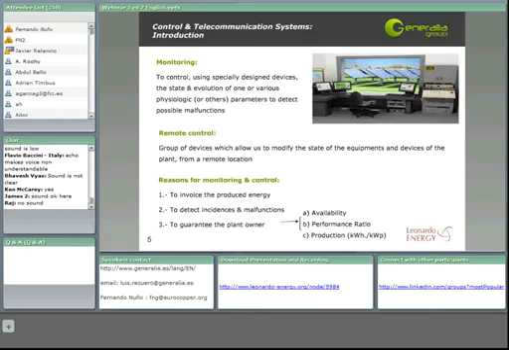In order to do this, we have two different concepts that we must know: the monitoring and the remote control. The monitoring is to control the state and evolution of one or various parameters to detect possible malfunctions using specially designed devices. So, while monitoring, we don't modify any device or parameter, while the remote control allows us to modify the state of the equipment and devices of the plant from a remote location. It is important to know the difference between both of these tasks.